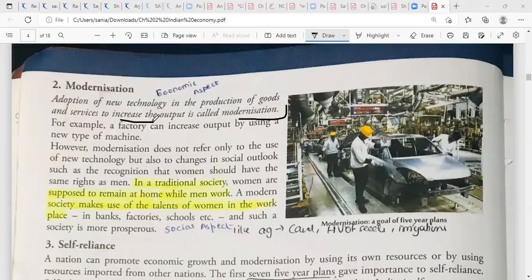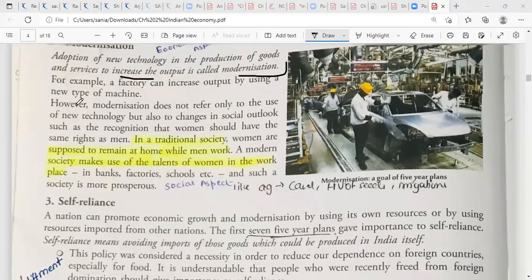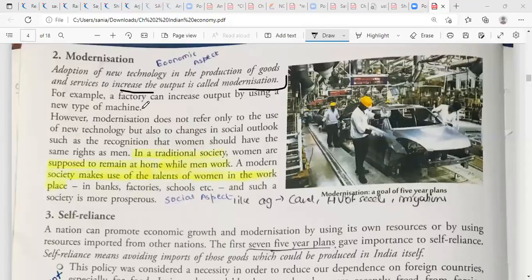This is just an example. You don't have to write it, I'll just explain it. For example, a factory can increase the output by using a new type of machine. However, modernization does not refer only to the use of new technology, but also to a change in social outlook, such as recognition that women should have the same rights. You also need to change your perspective. That means you have to become modern, right?